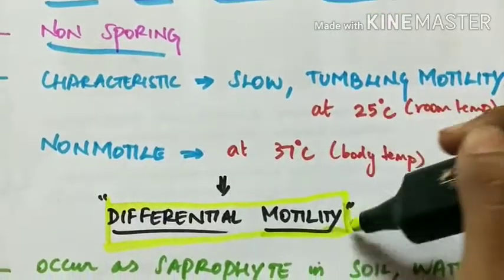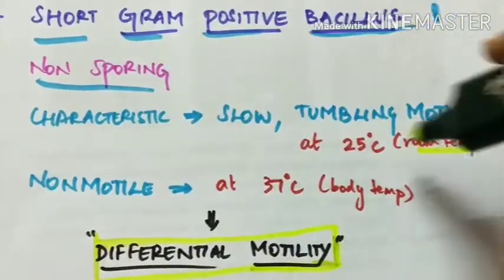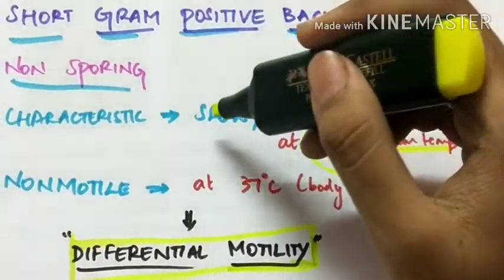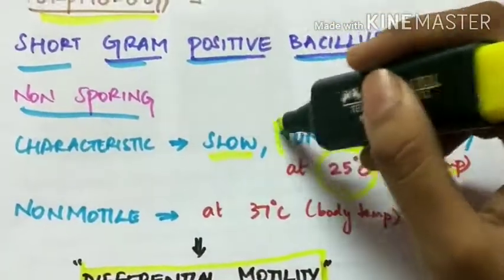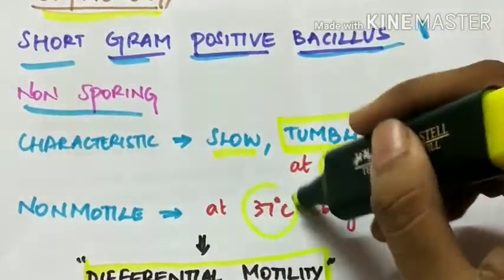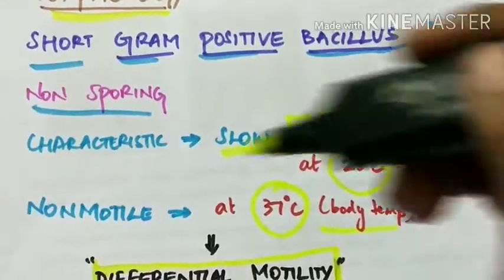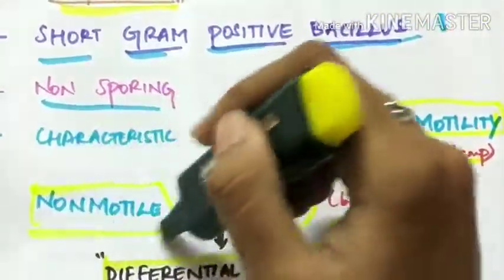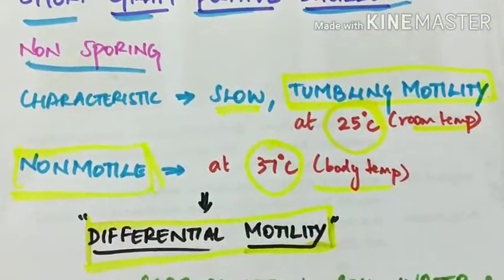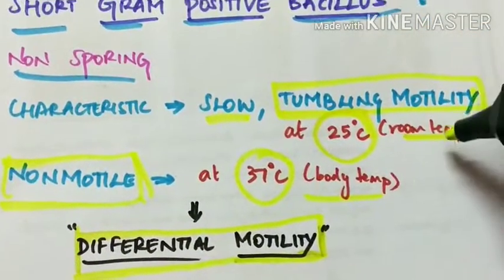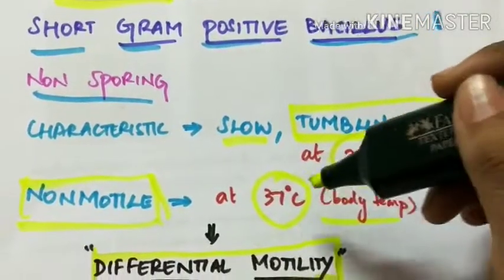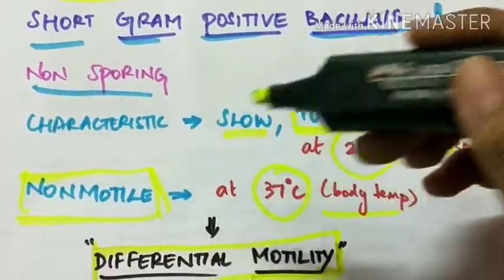What is differential motility? At room temperature, that is 25 degrees Celsius, it is motile. It shows slow tumbling type of motility, whereas at body temperature, that is 37 degrees Celsius, it is non-motile. So this is the differential motility shown by Listeria monocytogenes.